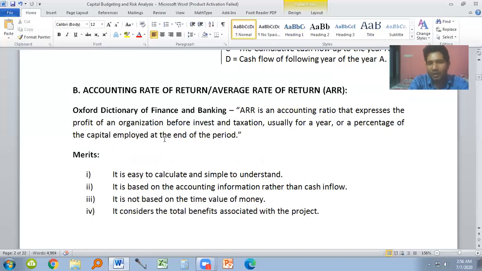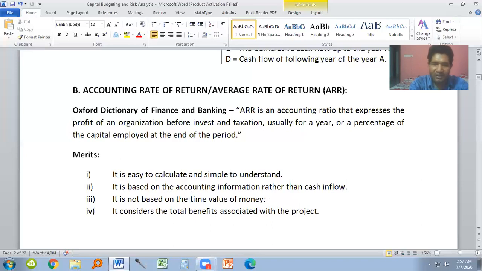According to the Oxford Dictionary of Finance and Banking, ARR is an accounting ratio that expresses the profit of an organization before interest and taxation, usually for a year, as a percentage of the capital employed at the end of the period. There are some merits. It's very easy to calculate and simple to understand. It is based on accounting information rather than cash inflow. This is not based on the time value of money.